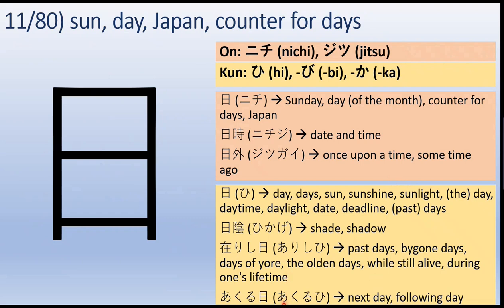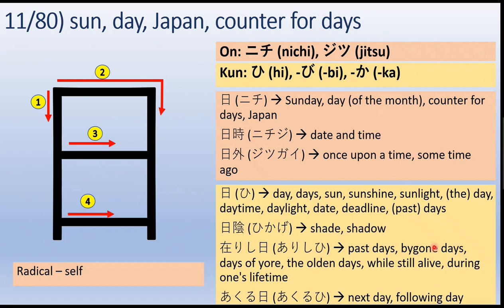Then we have the next one as Aku Nihi. This is Akuruhi, which means the next day or the following day. This is a radical in itself, and this is the stroke order. First this vertical stroke, then this one, then the third stroke, and this is the fourth stroke.